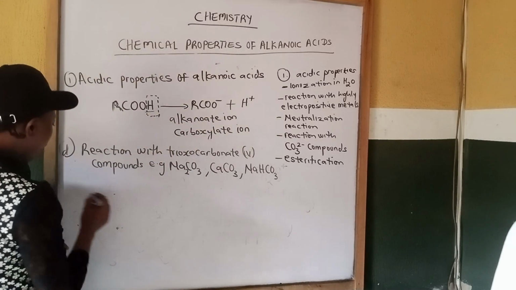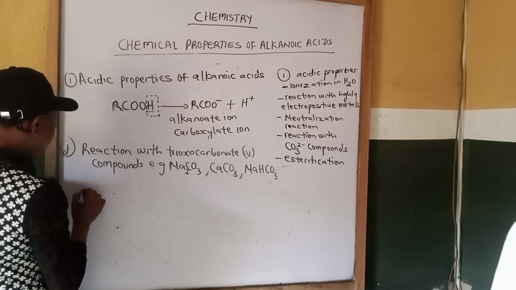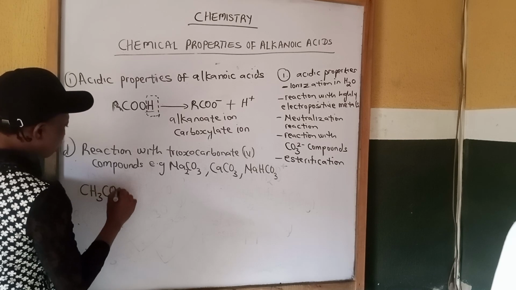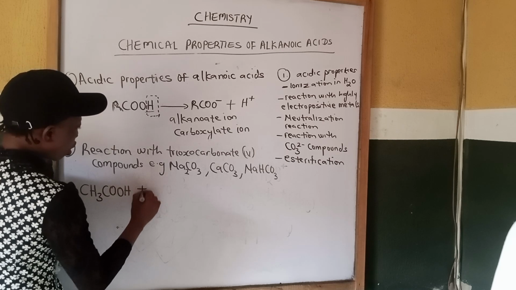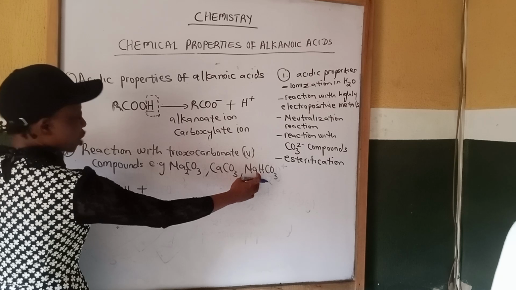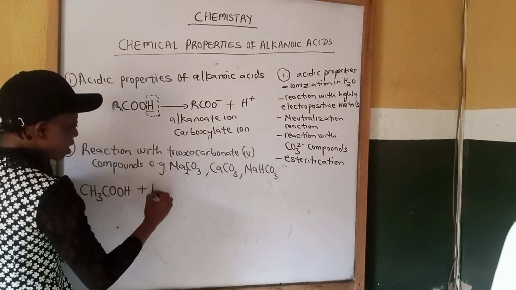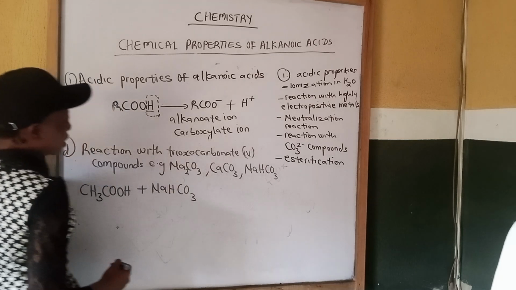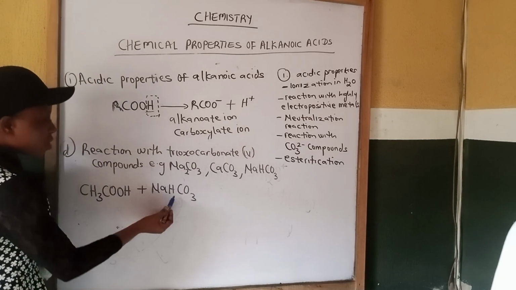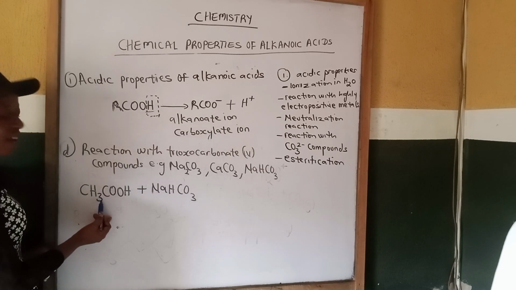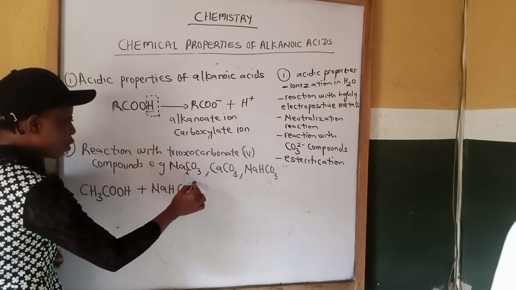Let's use a named alkanoic acid. Let's use ethanoic acid, CH3COOH, plus another bicarbonate compound, that's NaHCO3. Once this sodium hydrogen carbonate reacts with an acid, that's ethanoic acid, CO2 will be evolved.